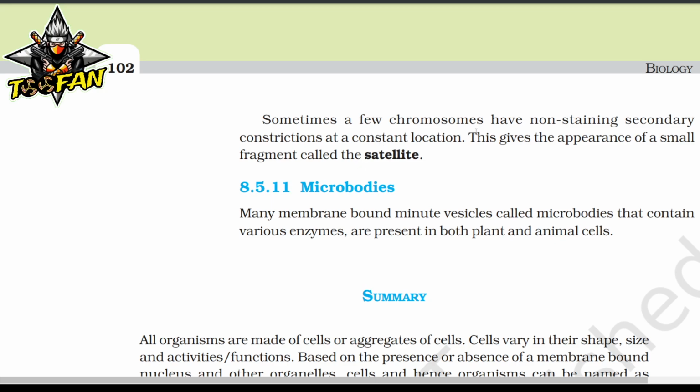Sometimes a few chromosomes have a non-staining secondary constriction at a constant location. This gives the appearance of a small fragment called a satellite. Microbodies. Many membrane-bound minute vesicles called microbodies that contain various enzymes are present in both plant and animal cells.